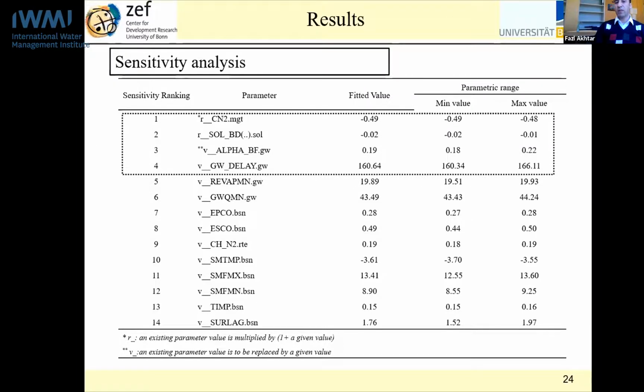So for groundwater, we selected for a basin level, and we also considered the management aspects. Throughout the whole basin, the 4 major sensitive parameters were the curve number, the soil bulk density, the base flow, which was different from subbasin to subbasin, and the groundwater delay. In terms of ranking, curve number was the most sensitive, and then soil bulk density, base flow and groundwater delay. So these were the sensitive parameters yielded during the calibration process.